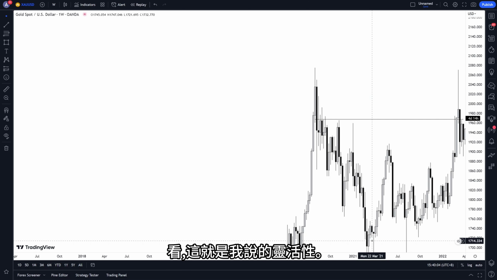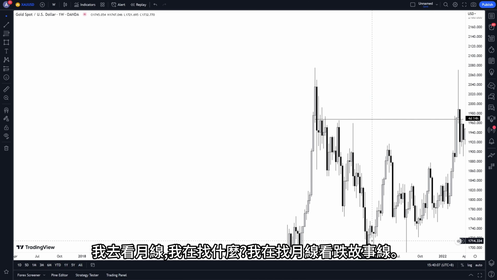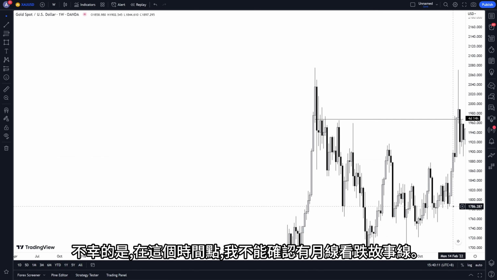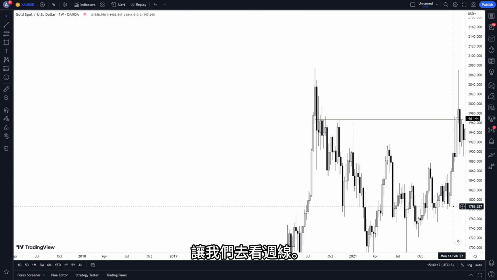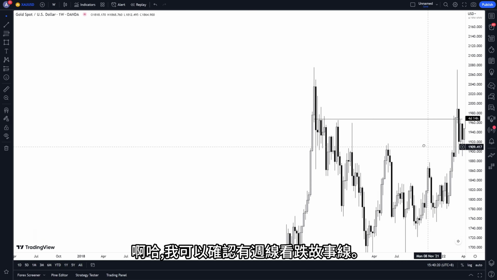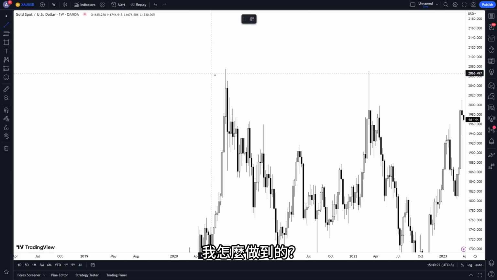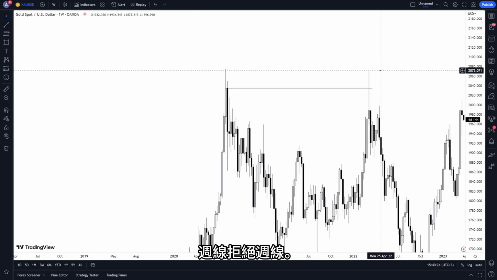See, this is what I mean by flexibility. I went to the monthly, and what was I looking for? I was looking for a monthly bearish storyline. Unfortunately, at this moment in time, I cannot confirm that there's a monthly bearish storyline. Okay, no problem. Move on. What's the next best thing I can do? Let's go and take a look at the weekly. I can confirm that there's a weekly bearish storyline. How can I do that? Weekly reject weekly.